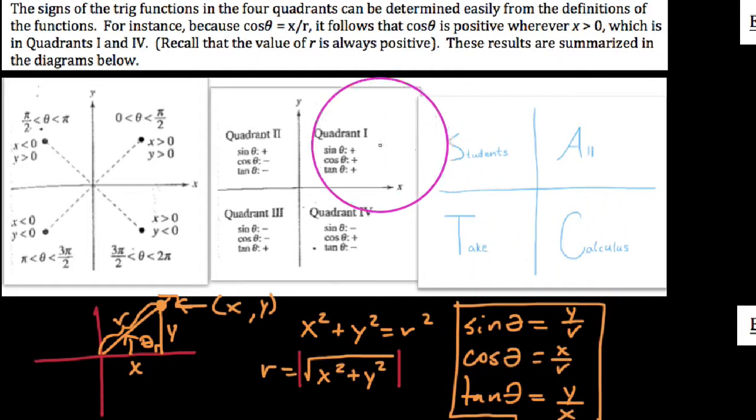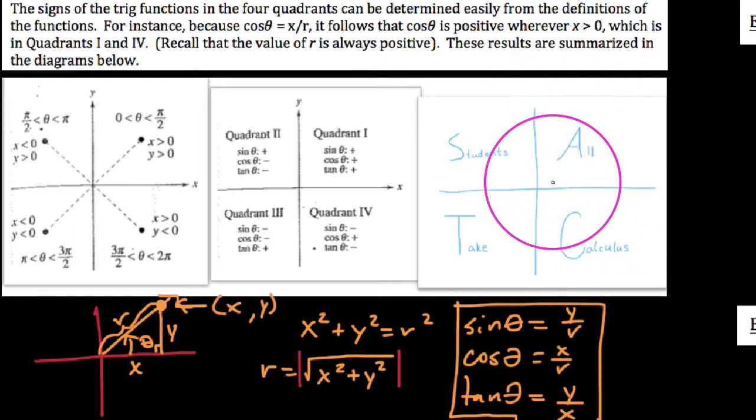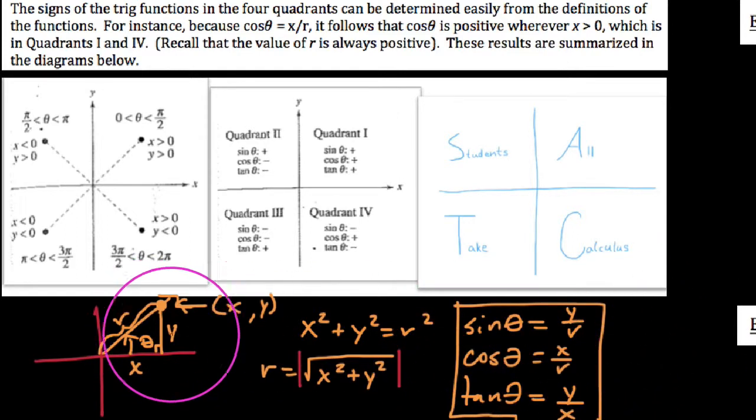I want to know in which quadrants sine, cosine, and tangent are positive or negative. And this is actually easy to discuss given the fact that r is always positive, because I want us to consider this. What if we had an angle that terminated not in the first quadrant, but in the second quadrant? I can write this over here. Let's go ahead and fill this in.